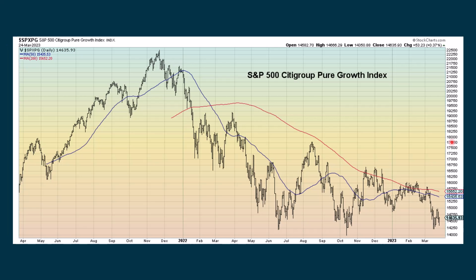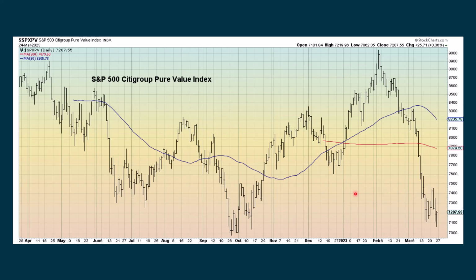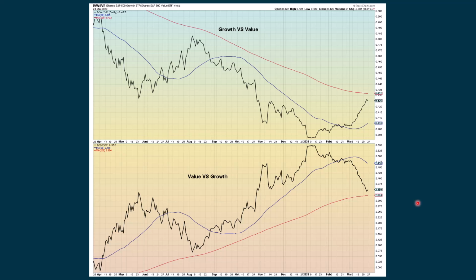Another thing we look at is growth versus value. This is a growth index showing that we're in an overall downtrend when the 50-period moving average is below the 200-period moving average. Here's a value index showing that we are in an uptrend, but value has really been coming down since the beginning of March.